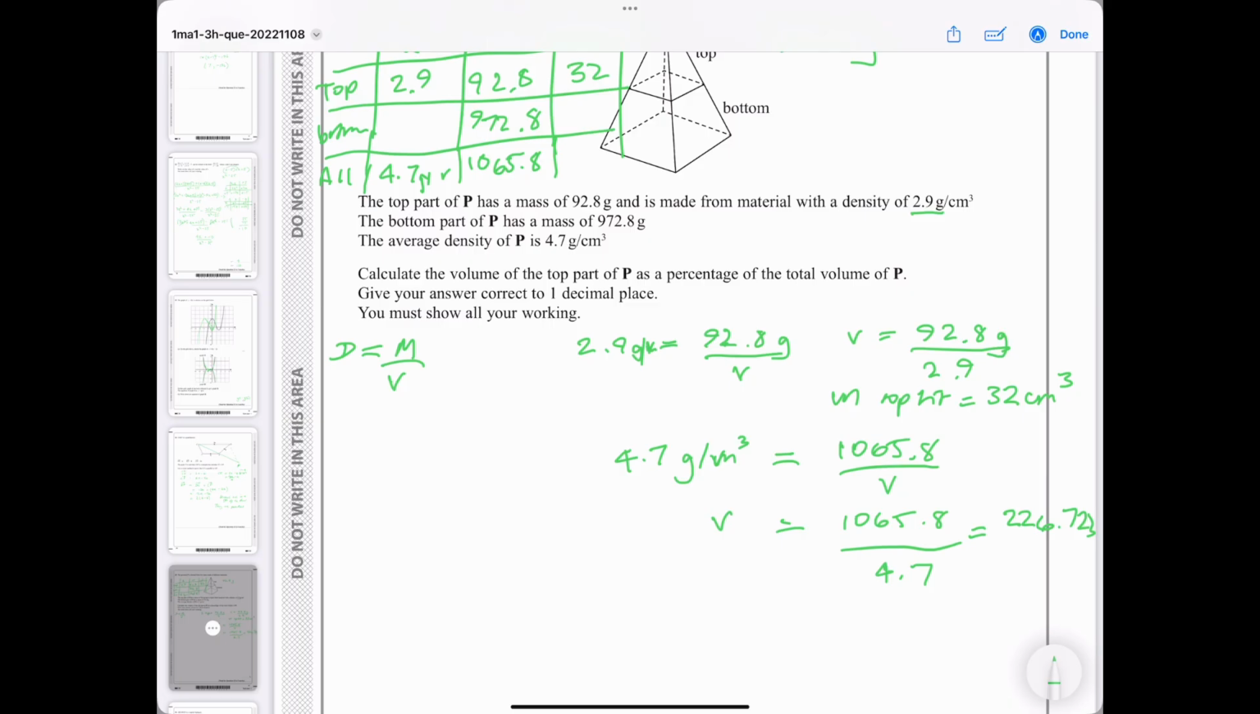So if we add whatever that is plus 32 equals, so our bottom bit is 258.724, etc. We've got 32 over that, and then times it by 100. That will give us the answer. So it's going to be tiny, isn't it? So 32 divided by answer equals times 100. So that's 12%, or 12, what percentage do I need it? 12.4%.